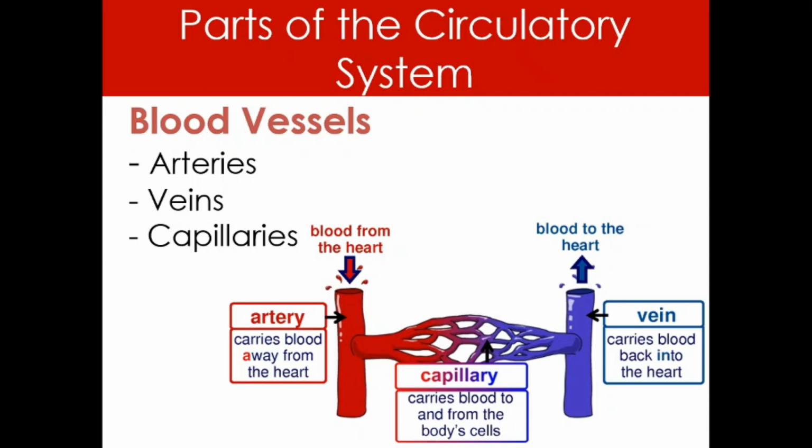The last blood vessel is the capillary. Now, the capillary are the smallest or the tiniest blood vessels, and they carry blood to and from the body cells. So, since maliliit sila, microscopic, they are the ones responsible in delivering blood sa mga cells ng katawan natin. So, they provide the nutrients and oxygen to the different cells in our body. Okay? So, those are the 3 blood vessels in our circulatory system.